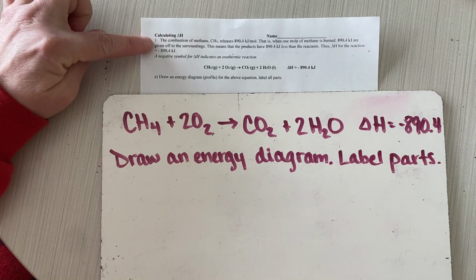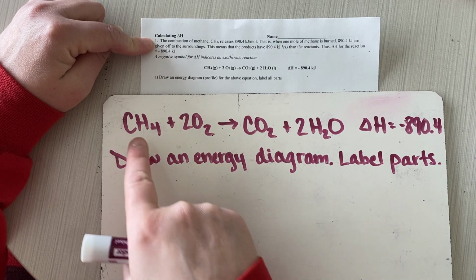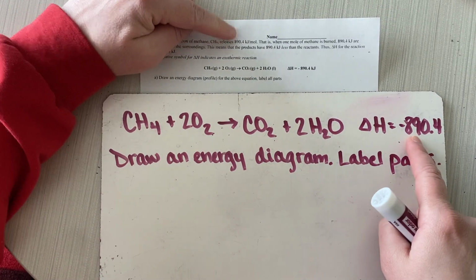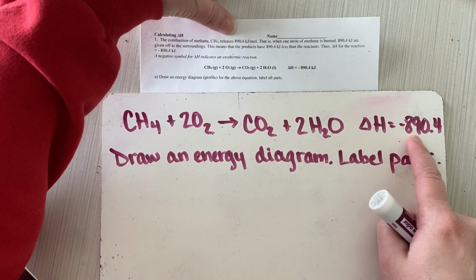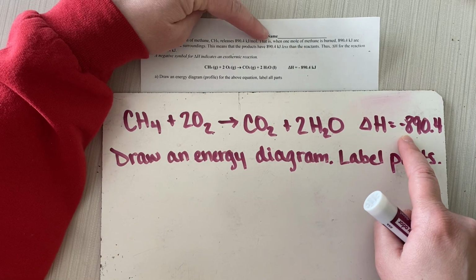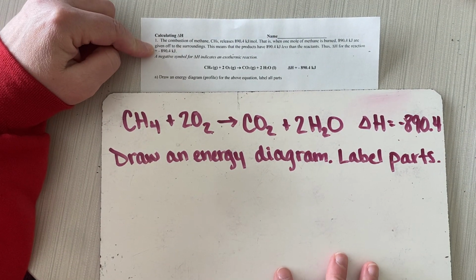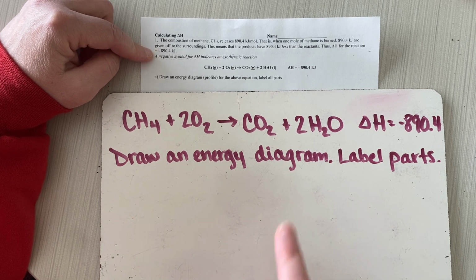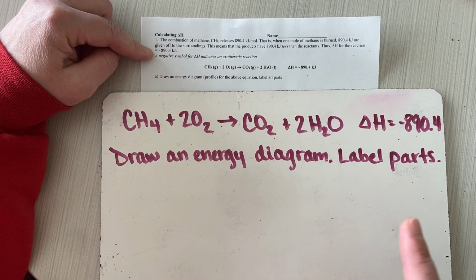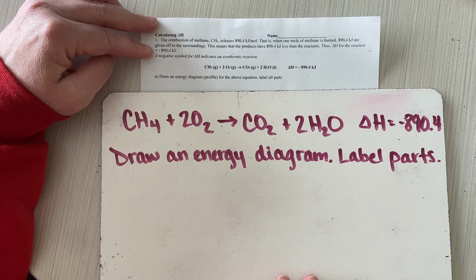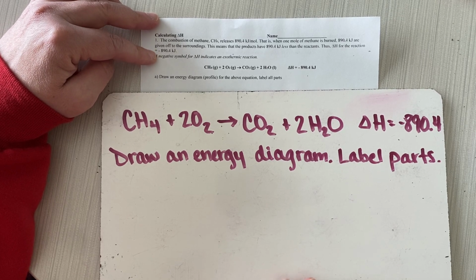Okay, so looking at this first problem, it's telling us the combustion of methane releases 890.4 kilojoules. So since it's releasing, we know it's a negative number. That is when 1 mole of methane is burned, 890.4 kilojoules are given off to the surroundings. This means that the products have 890.4 kilojoules less than the reactants. Thus, the change in H for the reaction is a negative 890.4.